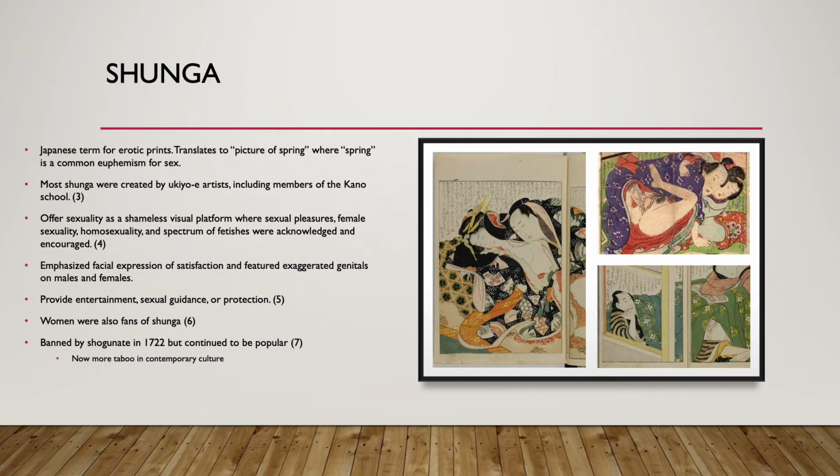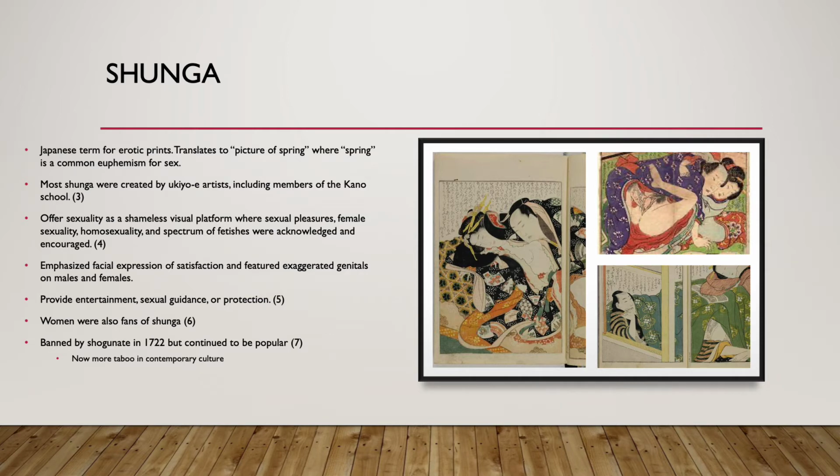There were wide ranges of interests in shunga in this period, as it was not simply for stimulating sexual desire, but aimed to depict a wide range of aspects of sexuality. There are a considerable number of sources from the Edo period that suggest that women too were fans of shunga.